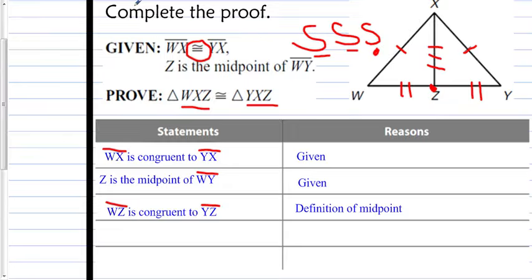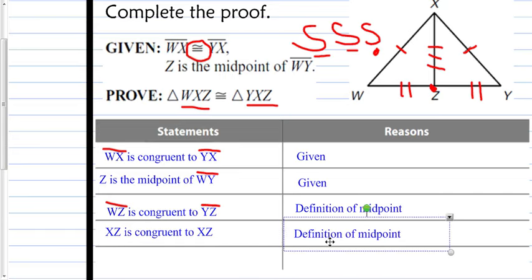XZ is congruent to XZ. And how do we know that to be true? Why am I allowed to say that XZ is congruent to XZ? Well, when something is congruent to itself, it's due to the reflexive property of congruence. So you can just write reflexive property, or you can write reflexive property of congruence if you'd like to know the full term.